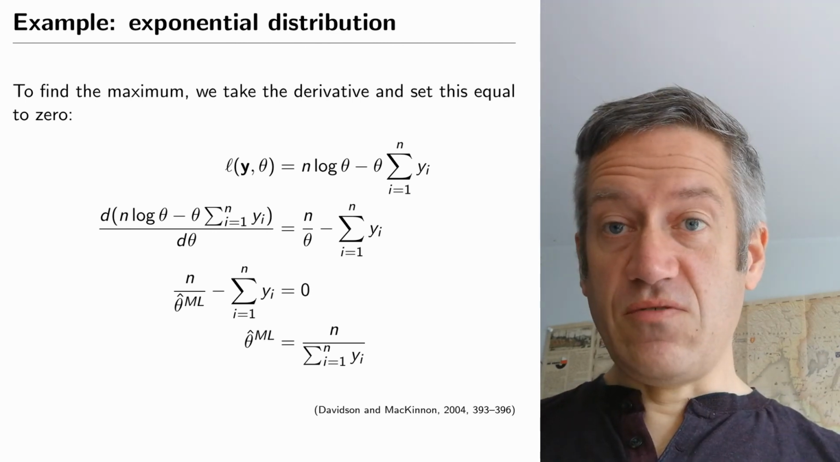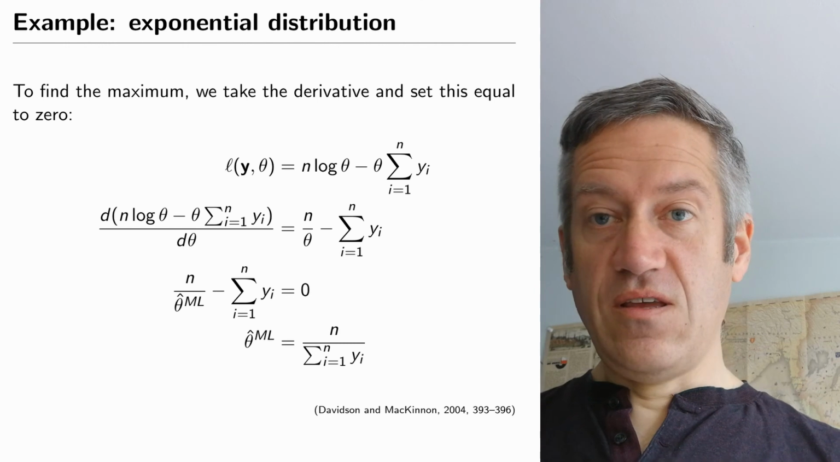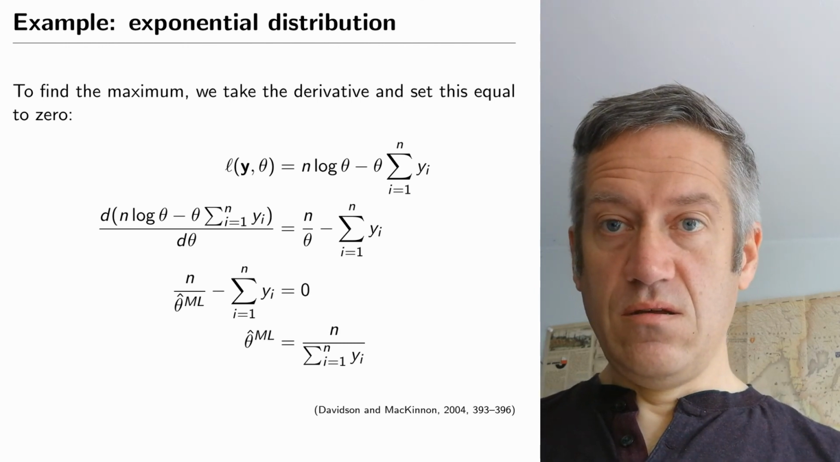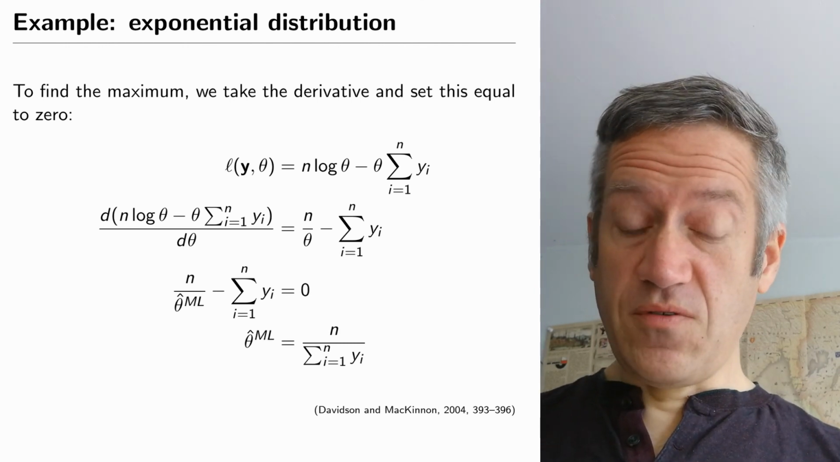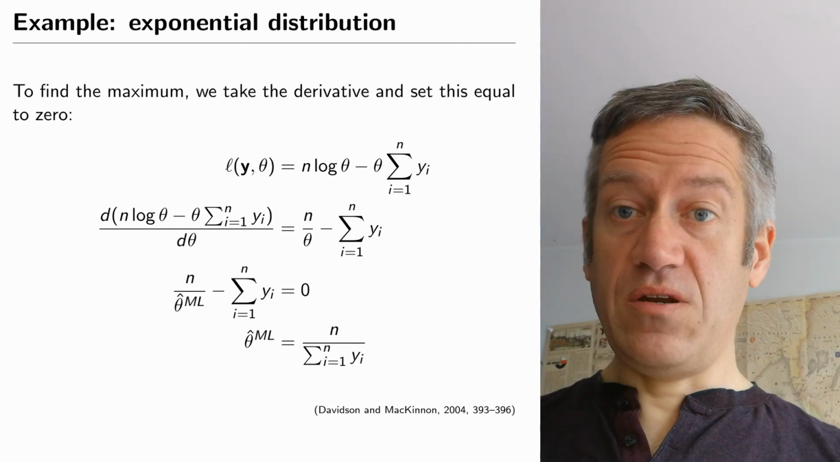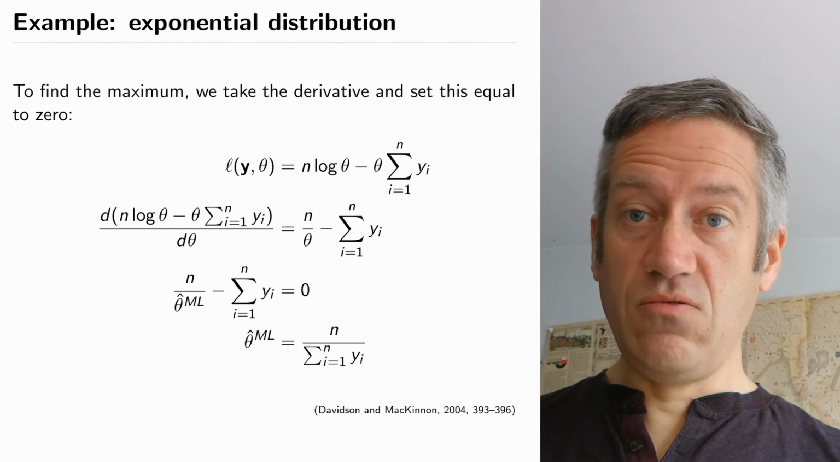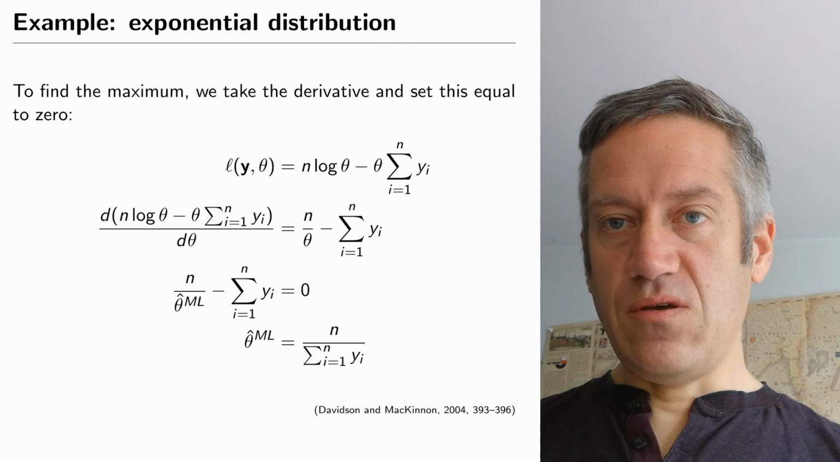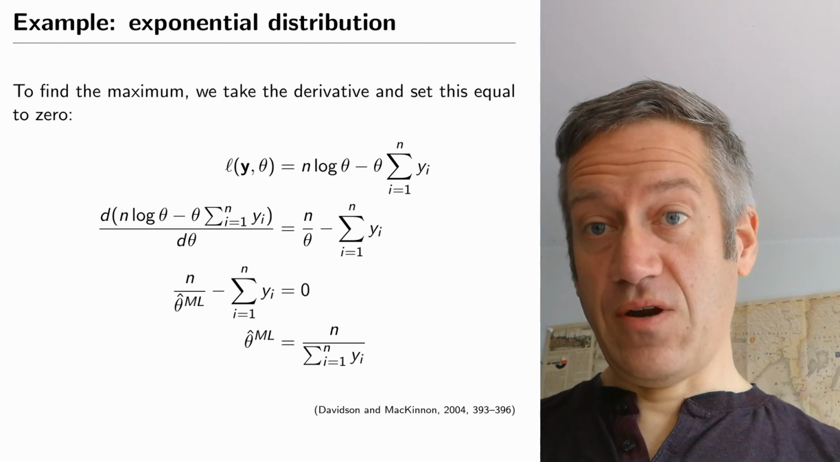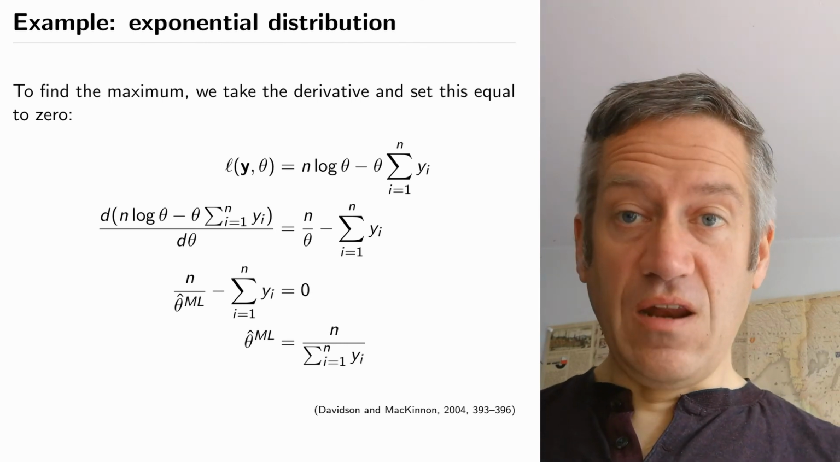So after these derivations, we find that when you take the number of observations and divide it by the sum of the counts of y, you will have the best estimate for this theta parameter that optimizes the likelihood function.